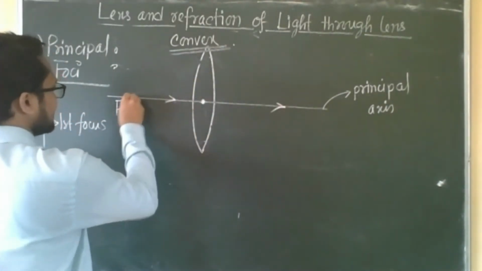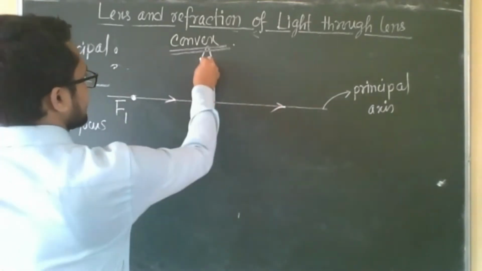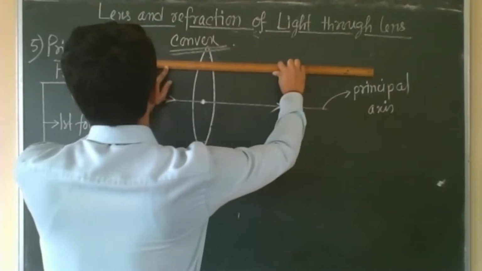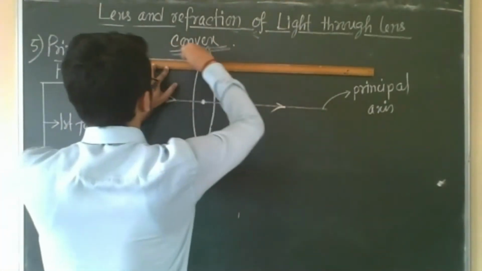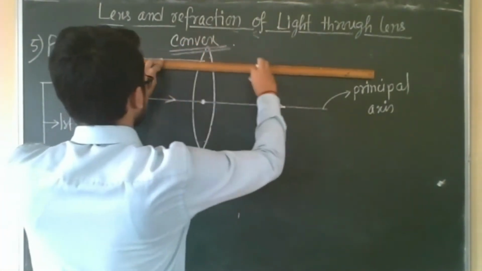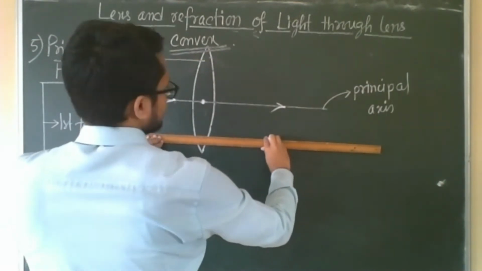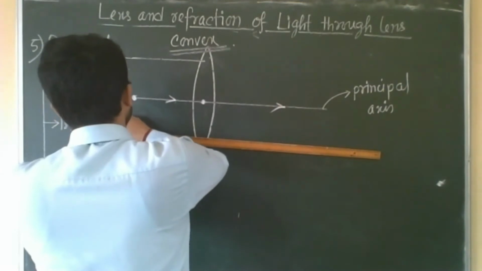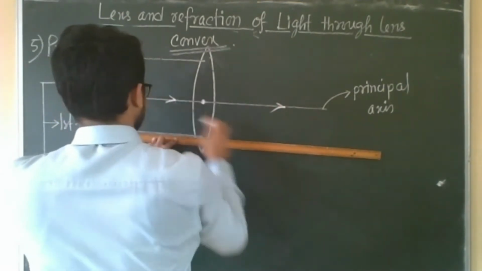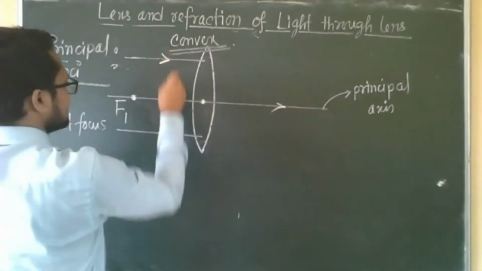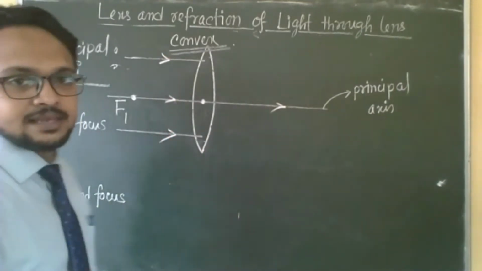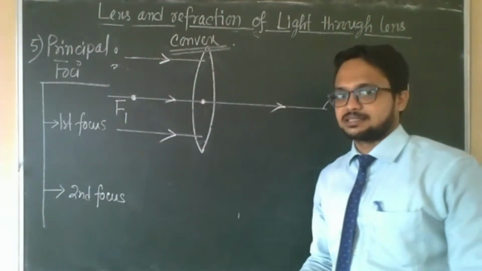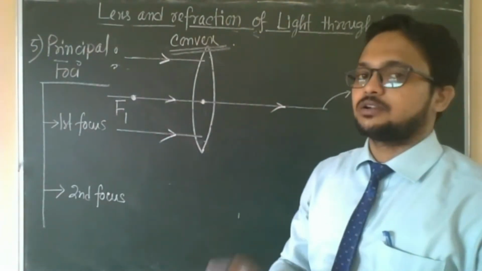Incident light is parallel to the principal axis. Just the opposite case. First ray, second ray through the principal axis, and this is the third ray. First ray, second ray, third ray. Here, what will happen after refraction? After refraction, they will meet at a point on the principal axis.